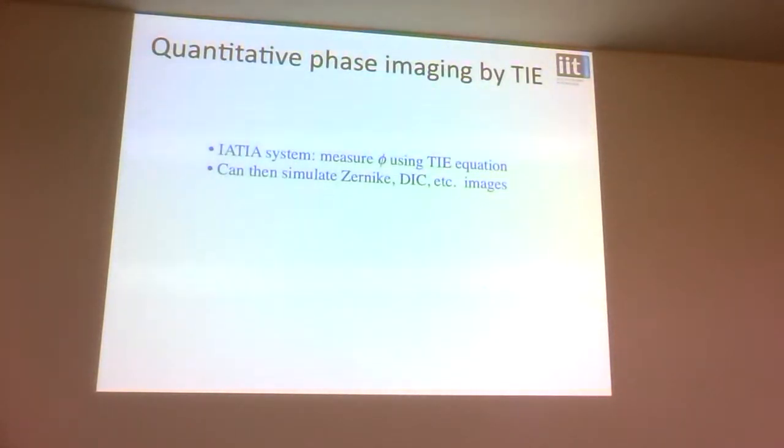Right, so there was this company, Iatia. Iatia was a company founded by Keith Nugent, and they had a commercial system, but as far as I know, they've gone out of business now. But with their system, you calculated what phi was, and then you could also simulate the images that you would get by different systems like Zernike phase contrast, DIC, and so on, just by computation.